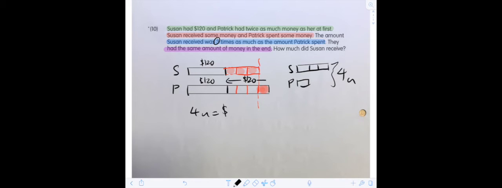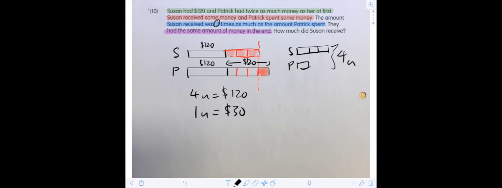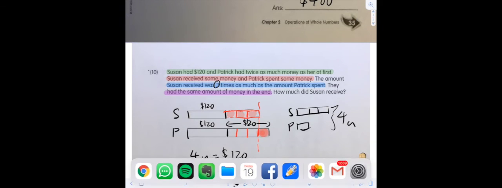Right, because this 120 is representing the whole thing here. Then we find 1 unit. 1 unit will be $120 divided by 4, which is $30. Okay, so we want to find how much did Susan receive. Susan received would be this red color portion over here. So we just need to find what's 3 units. 3 units will be equal to $30 times 3. You get $90. Okay, answer is $90. Please don't forget your final working. Okay, so that's all.